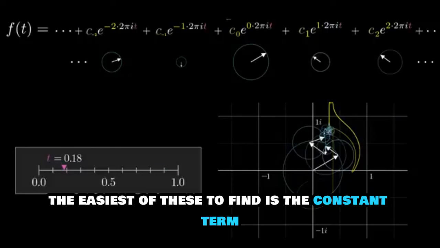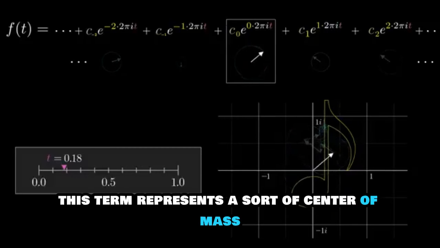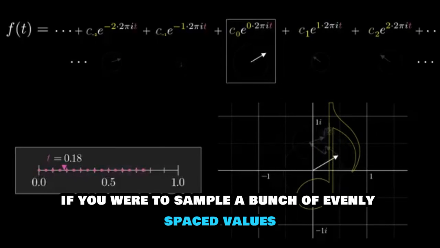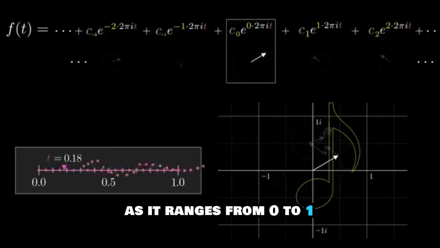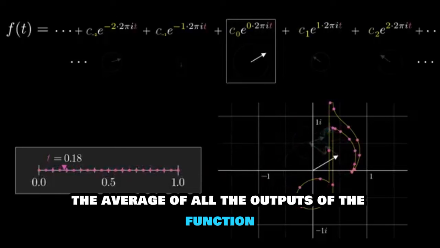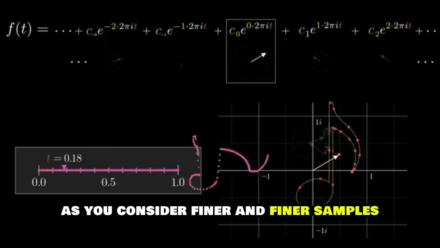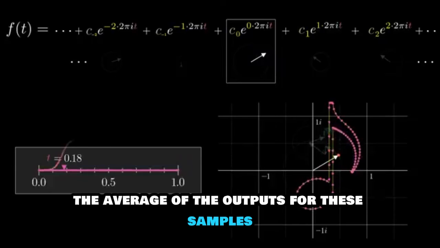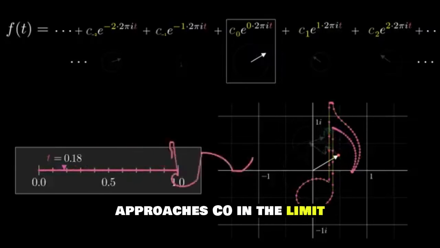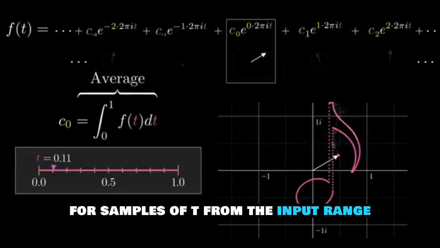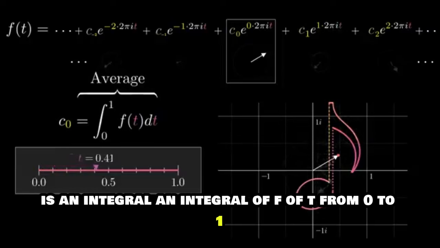The easiest of these to find is the constant term. This term represents a sort of center of mass for the full drawing. If you were to sample a bunch of evenly spaced values for the input t as it ranges from 0 to 1, the average of all the outputs of the function for those samples will be the constant term c0. Or more accurately, as you consider finer and finer samples, the average of the outputs for these samples approaches c0 in the limit. What I'm describing, finer and finer sums of a function for samples of t from the input range, is an integral of f of t from 0 to 1.